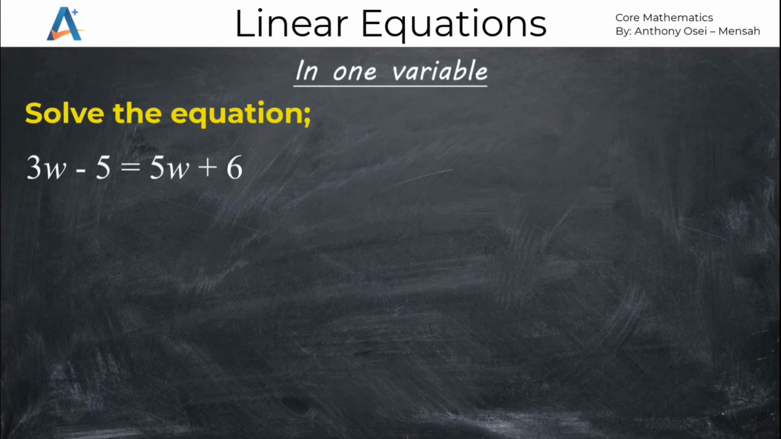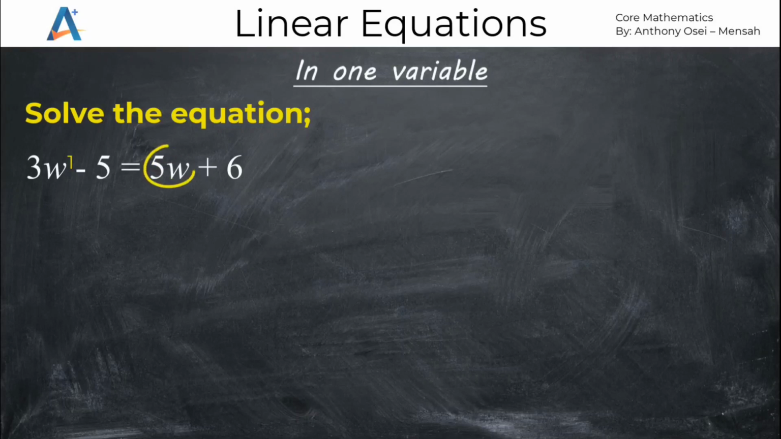Now this is a linear equation with one variable. Linear because the variable that we are talking about is w, and the variable's highest power is 1. So 3w here, since w has no power, it is regarded to be in power 1, as mathematics states.